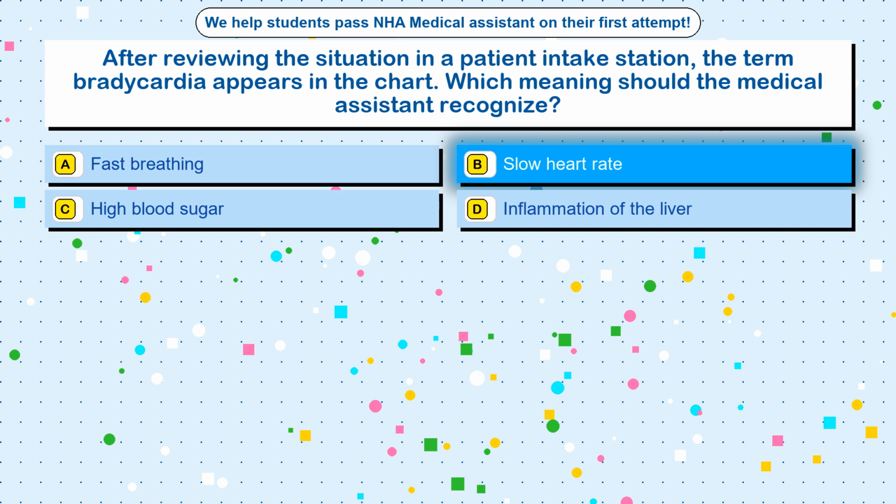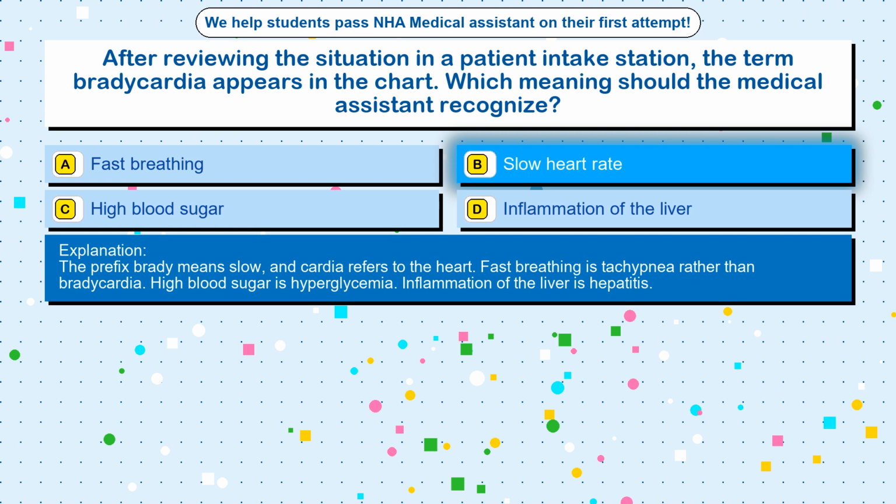Slow heart rate. The prefix brady means slow, and cardia refers to the heart. Fast breathing is tachypnea rather than bradycardia. High blood sugar is hyperglycemia. Inflammation of the liver is hepatitis.